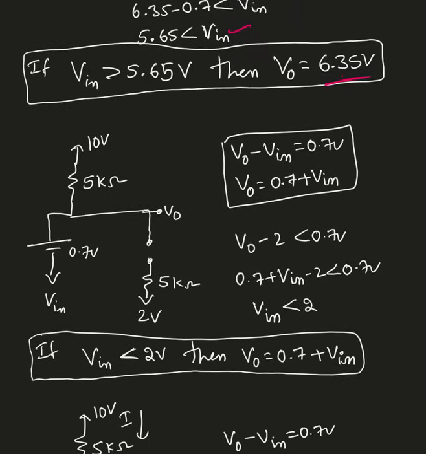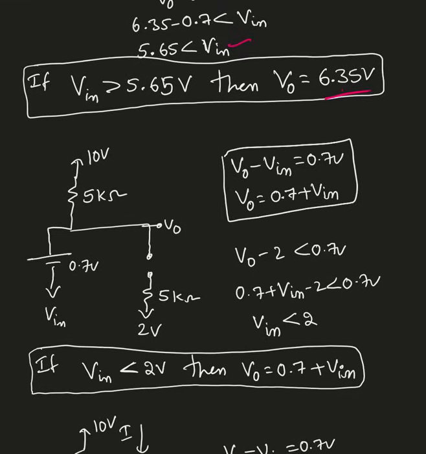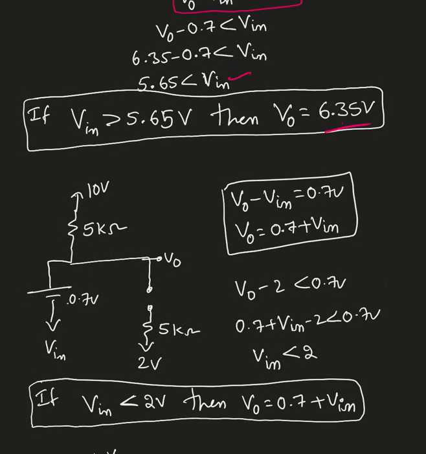So I'm going to come up with the second case. In the second case, I'm assuming D1 is closed. Closed means constant voltage drop model. D2 is open. Okay, so from this, V0 minus Vin must be equal to 0.7 volts. So V0 equals 0.7 plus Vin. So I found the output voltage, but I need to come up with the equation.